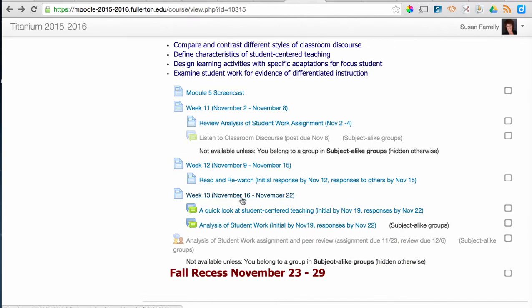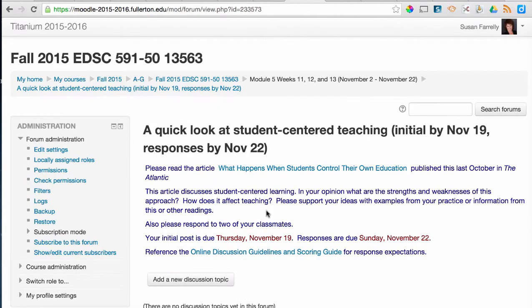In week 13, we take a quick look at student-centered teaching, and we do so by looking at an article published in The Atlantic about a year ago. As the article discusses student-centered learning, what, in your opinion, are the strengths and weaknesses of this approach? How does it affect teaching? And try to support your opinion with examples from your own practice and or information from this or other readings in the course. Initial post by that Thursday, responses by that Sunday.